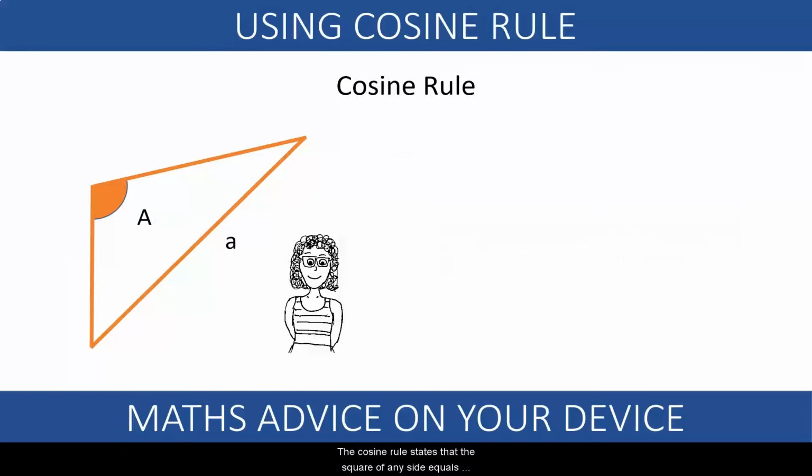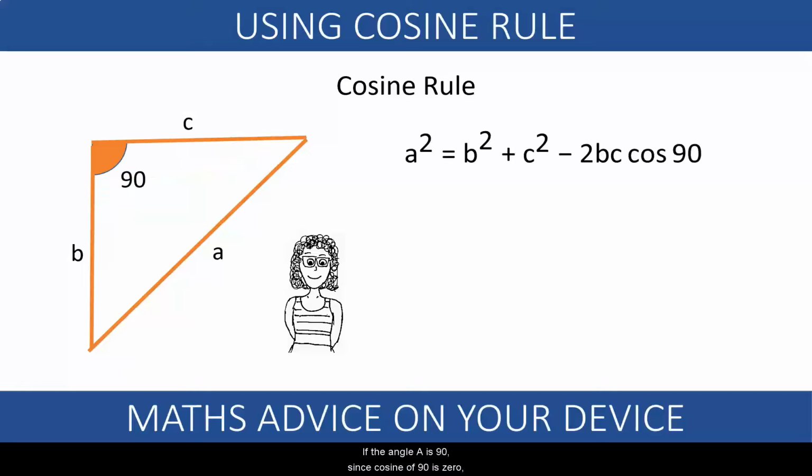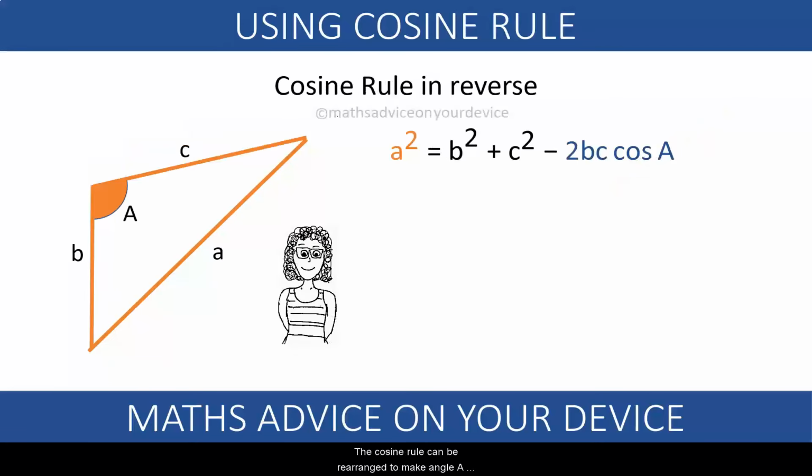The cosine rule states that the square of any side equals the sum of the squares of the other two sides minus the product 2bc cosine A, where A is the opposite angle of the side that we want to figure out. If the angle A is 90, and since cosine of 90 is 0, this becomes A squared equals B squared plus C squared. Does it ring a bell? Yes, it is Pythagoras.